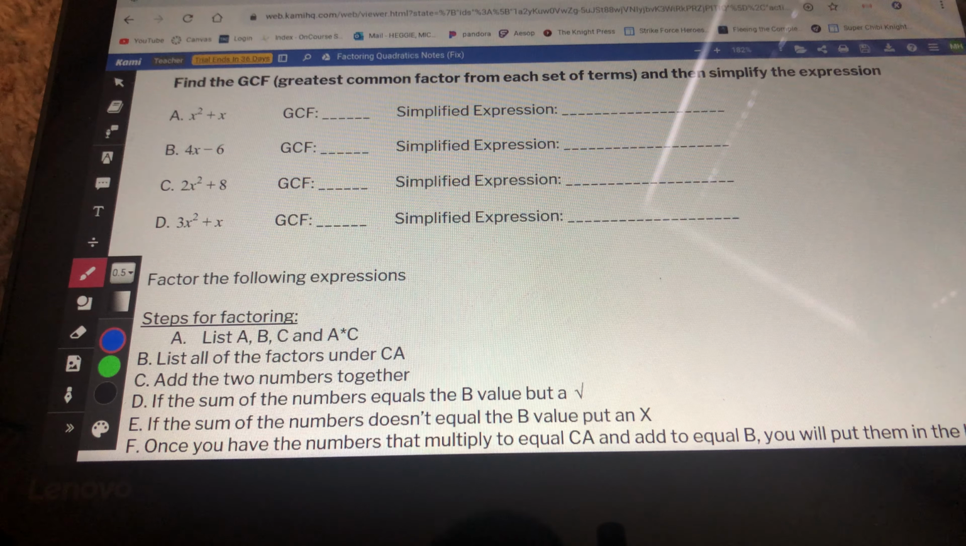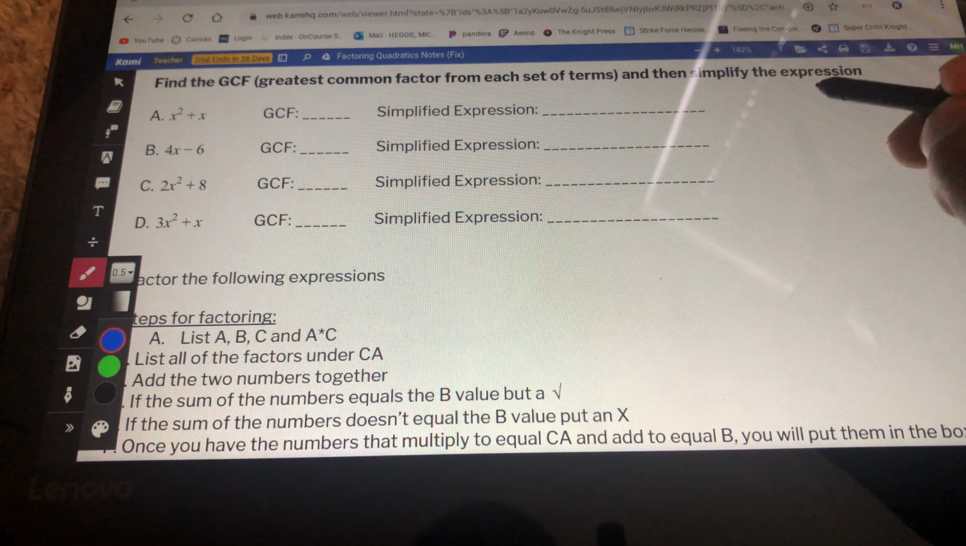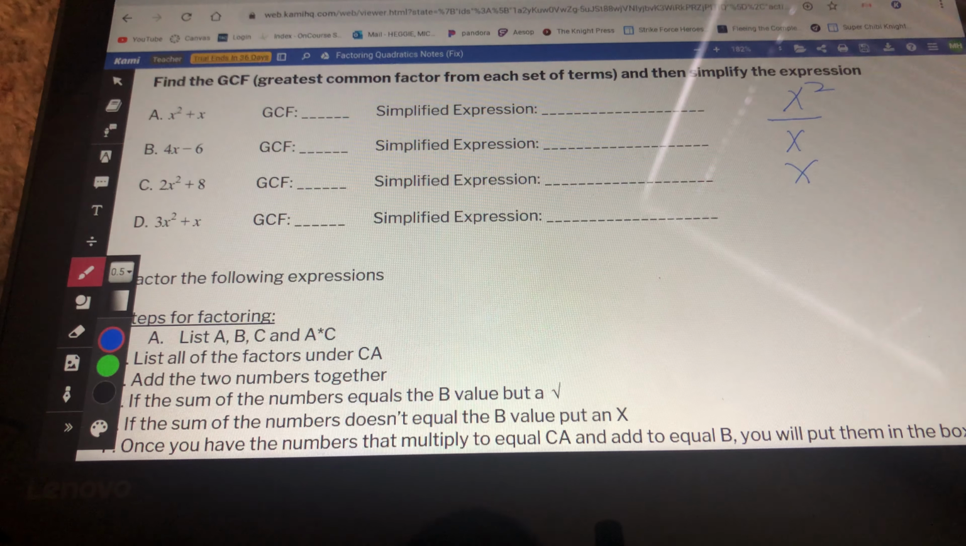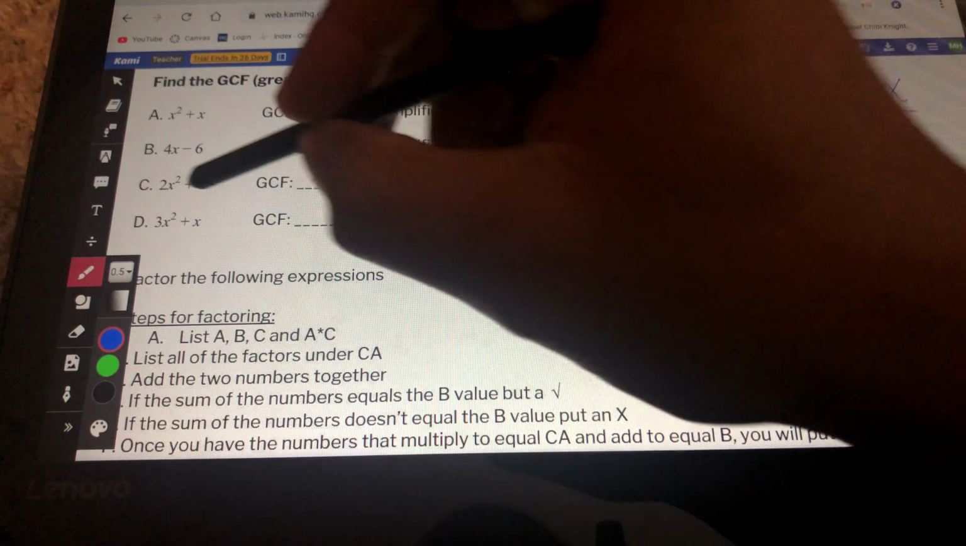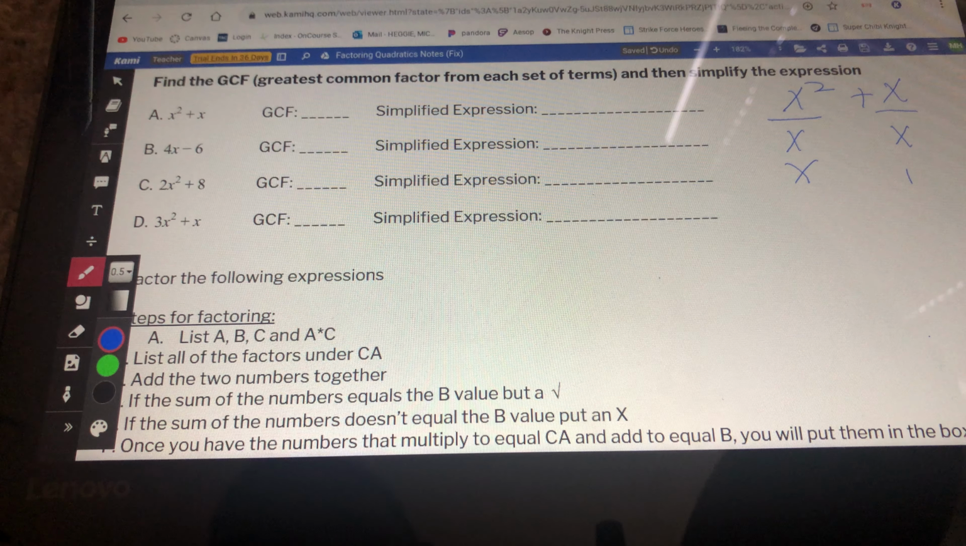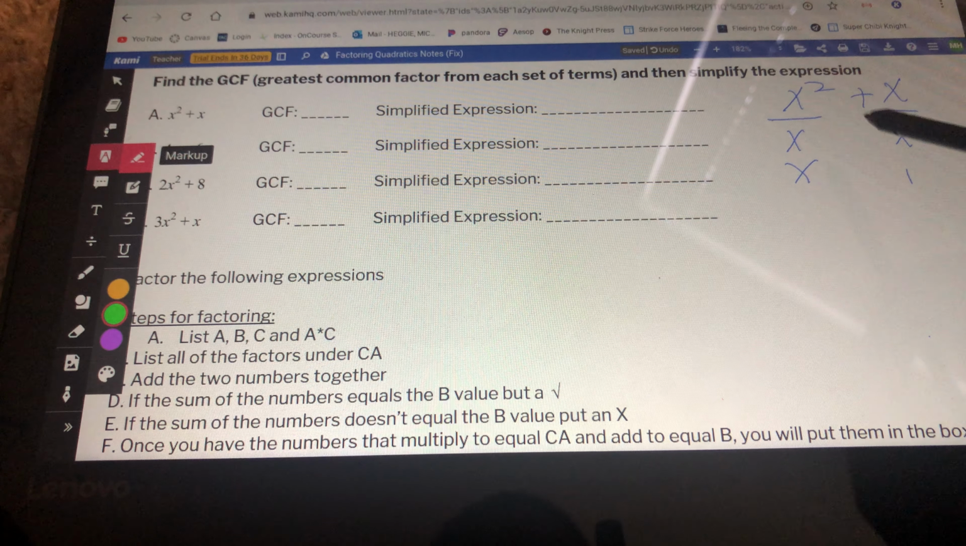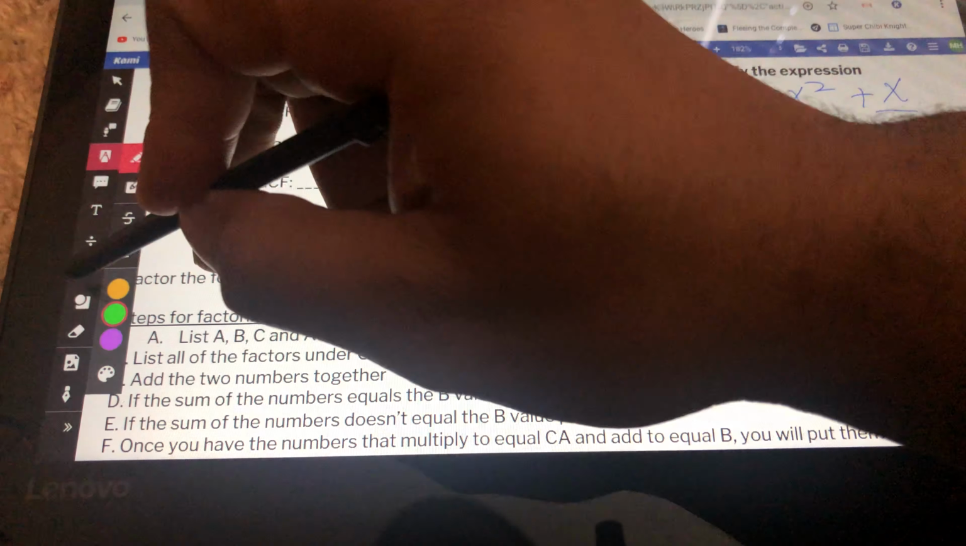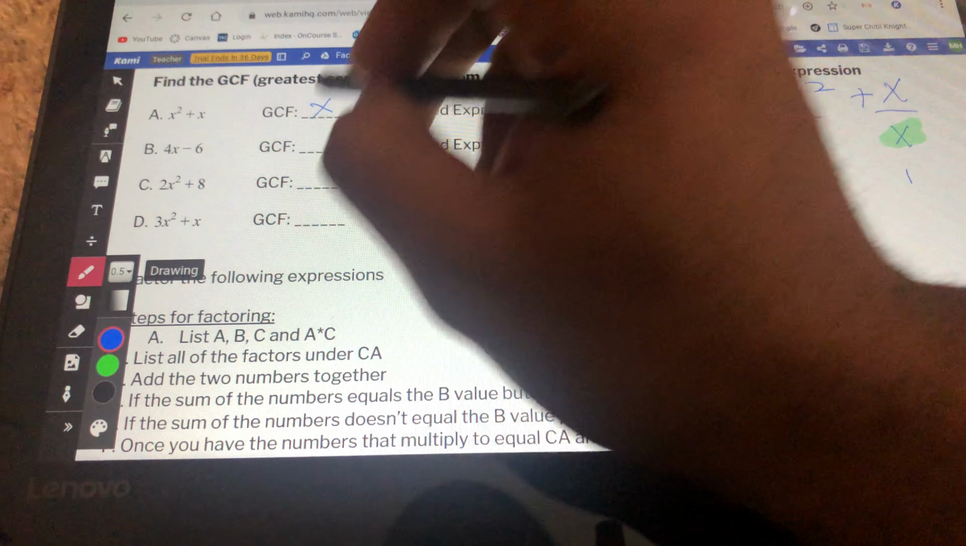So remember, if I'm looking for the GCF in example A, I need to list out all the factors of x squared. Well, the factors of x squared is x times x. Then I also need to list out the factors of x. Well, the only factors of x are x and 1. Then I want to take out the GCF, which is the greatest common factor. If you look at these two, the thing they have in common the most is just 1x. So therefore, my GCF is x.